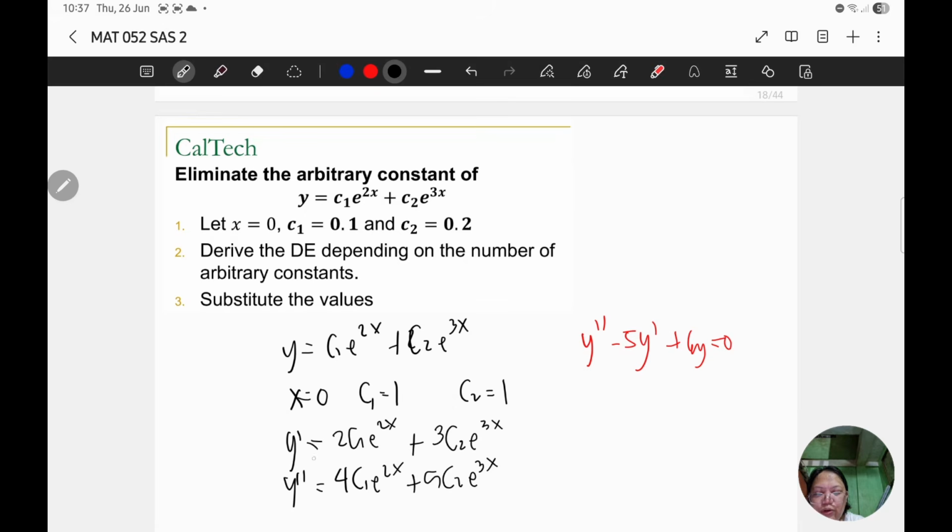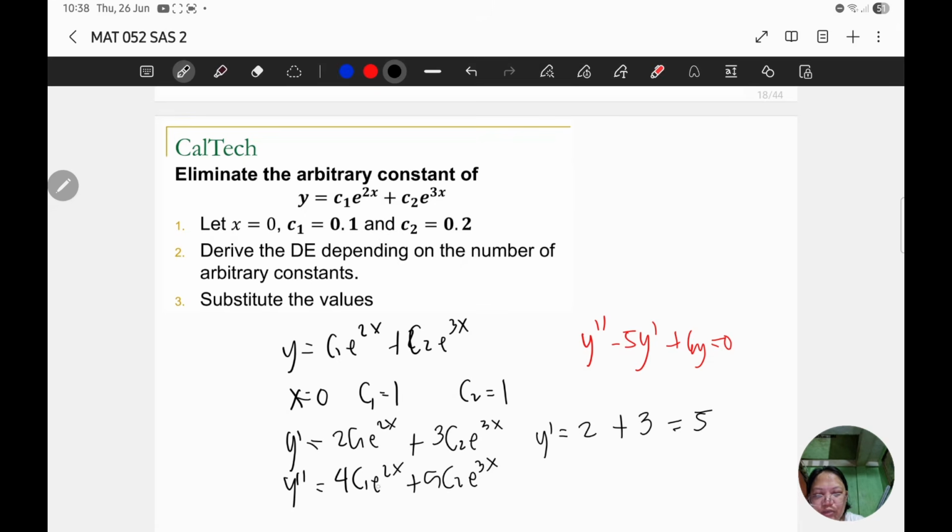Okay? So, what is y prime when x is equal to 0, and c sub 1 is equal to 1 and c sub 2 is equal to 1 also? So, x is 0. So, 2 times 0 is 0. E to the 0 is 1, right? So, e to the 2x becomes 1. Then 1 times c1, c1 is 1, so 1 only. So, y prime is equal to 2 plus e to the 3x, and x is 0. 0 times 3, 0. E to the 0 is 1. 1 times c2, c2 is 1. So, 1 times 1 is 1. 1 times 3 is 3. So, y prime is equal to 5.